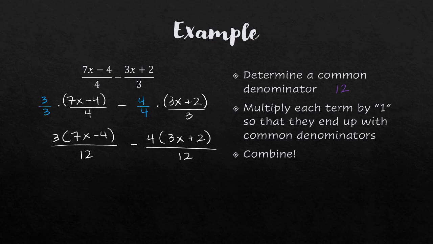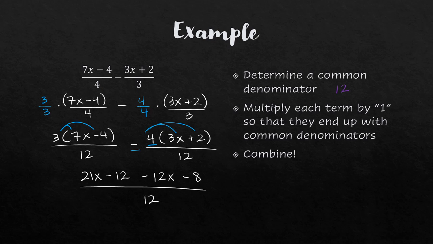Okay, so now we've got to go ahead and distribute. So we'll distribute the 3 across the parentheses, and we'll distribute the negative 4. Notice this minus will come into play here. Okay, so let's look at what we get. 3 times 7x gets me to 21x. 3 times negative 4 gets me to negative 12. All right, negative 4 times 3x is negative 12x, and negative 4 times 2 gets me minus 8. And we still have that common denominator of 12.